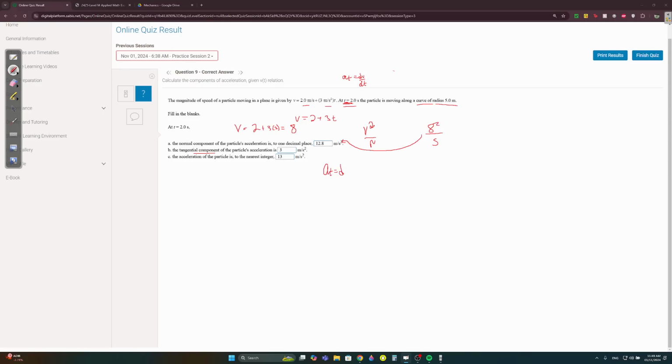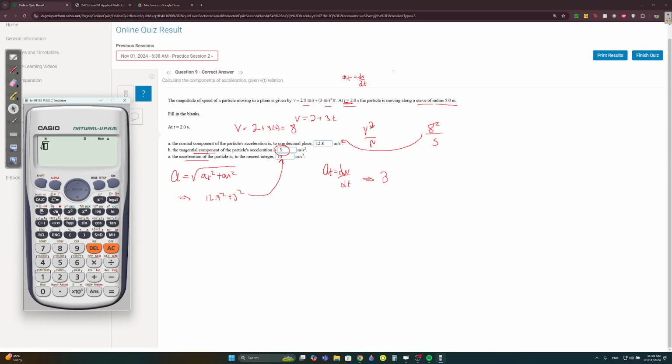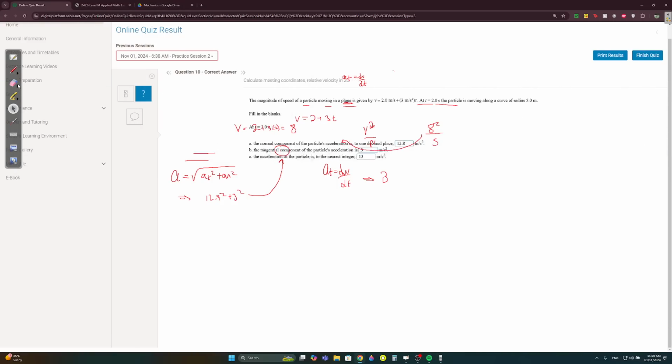So A tangential is equal to the derivative of velocity with respect to time. You derive 2, you get 0. 3t, you get 3. So that means A tangential is 3. And now you have tangential and normal. How do you find the total acceleration? It's equal to the radical of A tangential squared plus A normal squared. So it's going to be radical 12.8 squared plus 3 squared. You get 13.1.